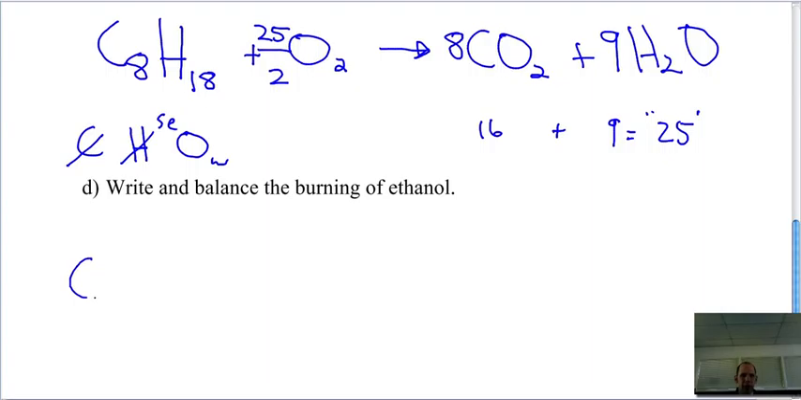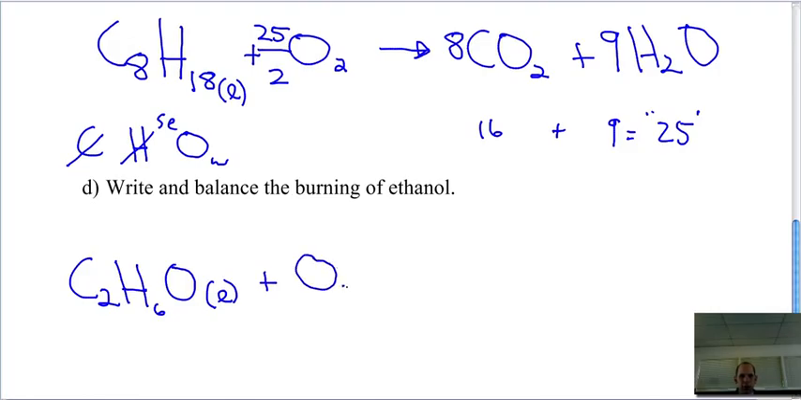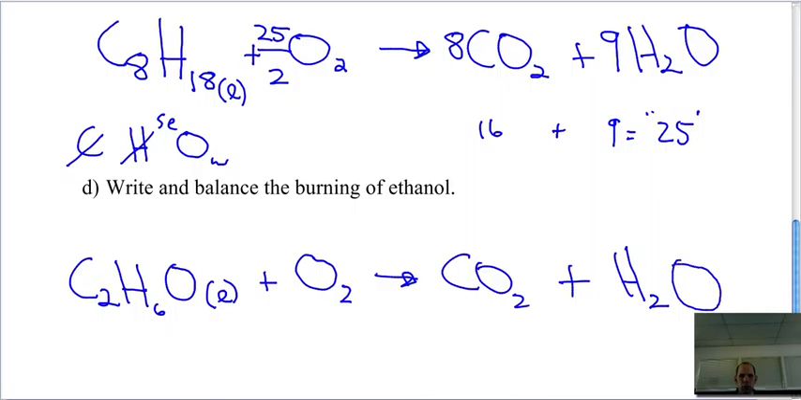Write and balance the burning of ethanol. So we know, this was a liquid. So we know that ethanol was a liquid. All right, C2H6O. Okay. Fa-chow. 2, 2, 6, 3, slow down, 4 O's plus 3 equals 7.